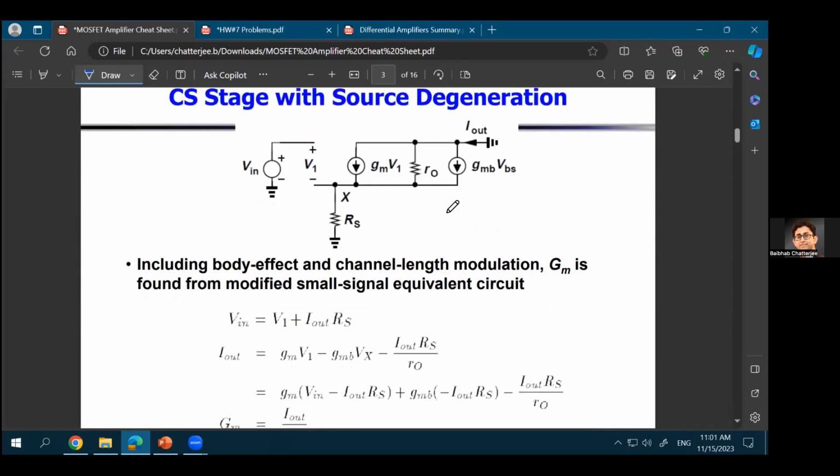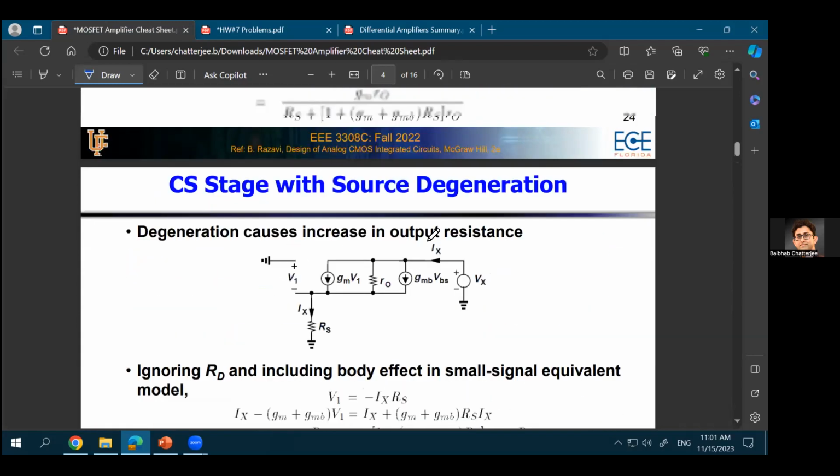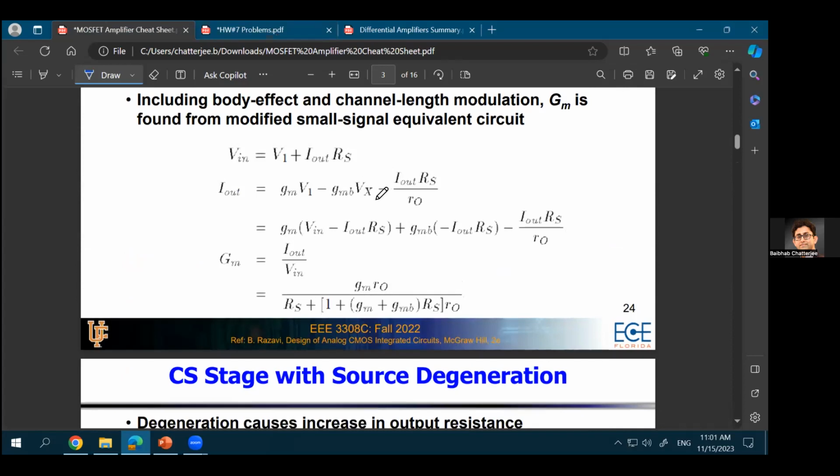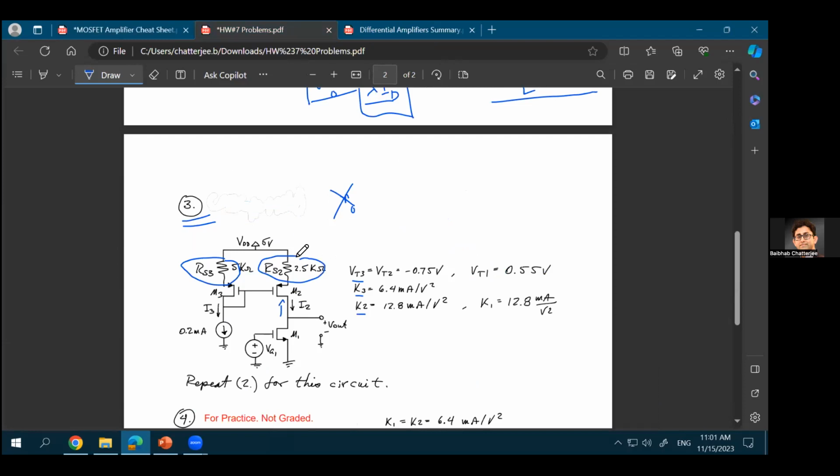What is the proof? The proof is shown here in the next 2 pages. Just go over the proof. If you still don't understand why the resistance looking into the drain of the transistor will be RO times the gain of the transistor multiplied with RS, that's what you have to do for this particular homework problem. Question.